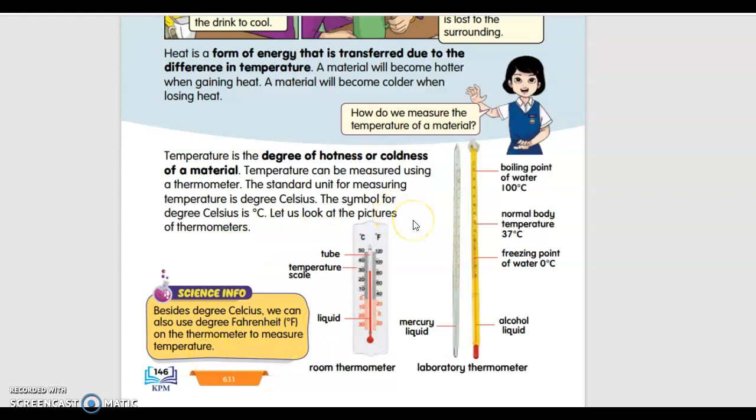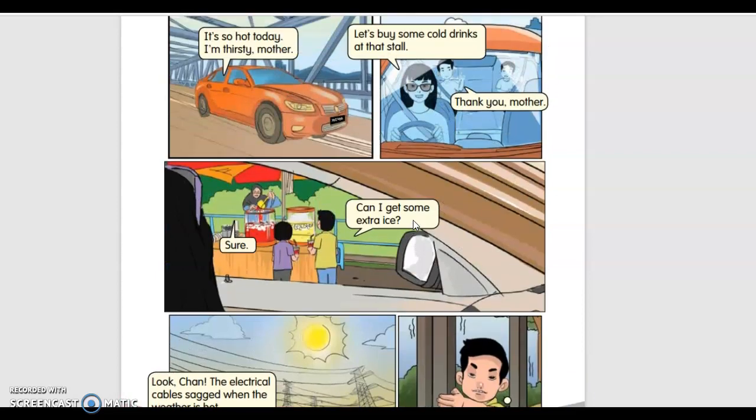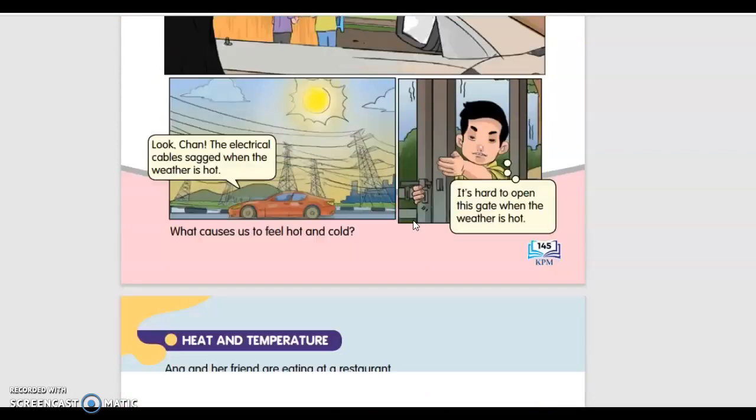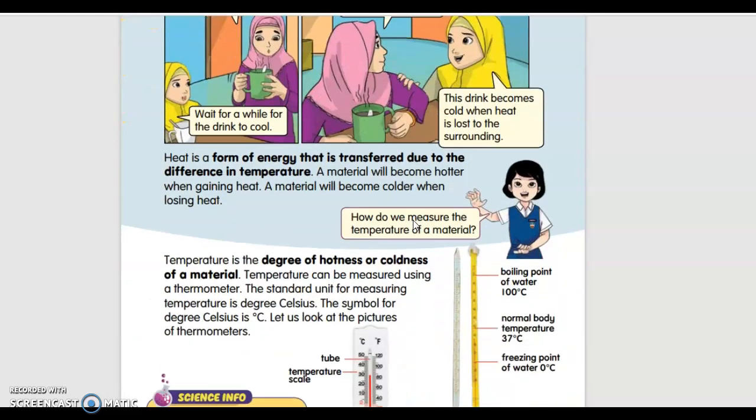So this is on our heat. What you have to understand, heat is a form of energy that is transferred due to the difference in temperature. And then how do we measure the heat or the temperature? We have to use a thermometer to find out.